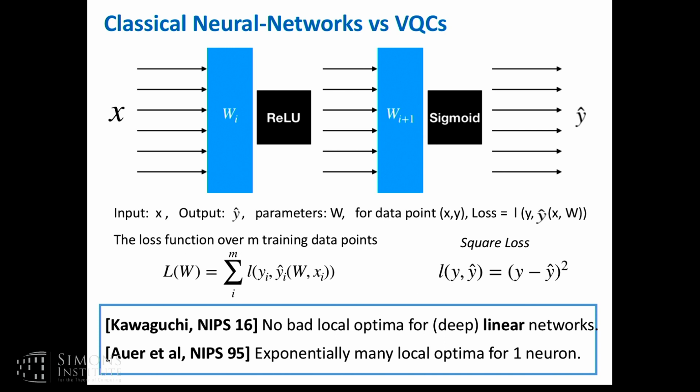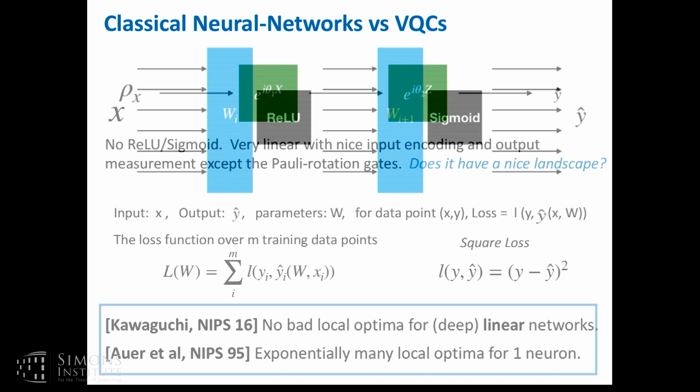And once you have an activation function, even for just one neuron, one layer with a single output, you can construct exponentially many local optima. This is actually from a paper from '95, so a very, very long time ago.